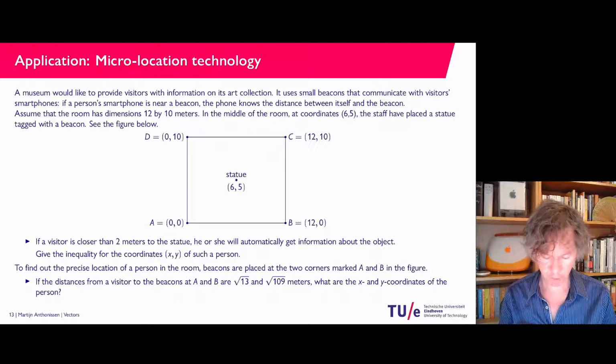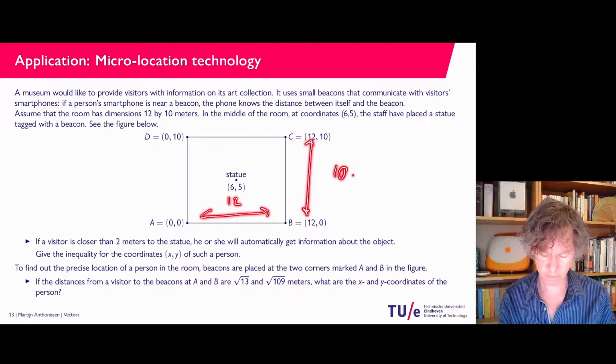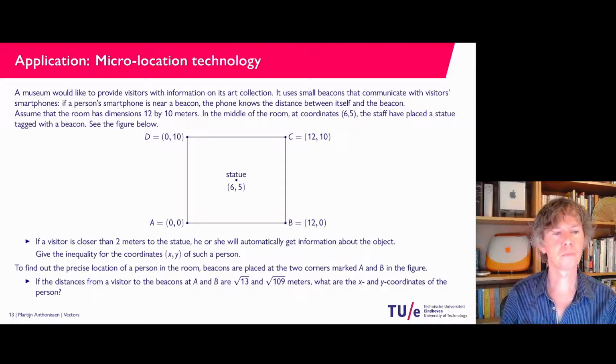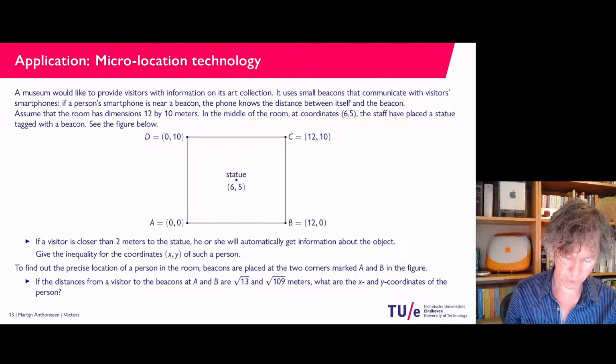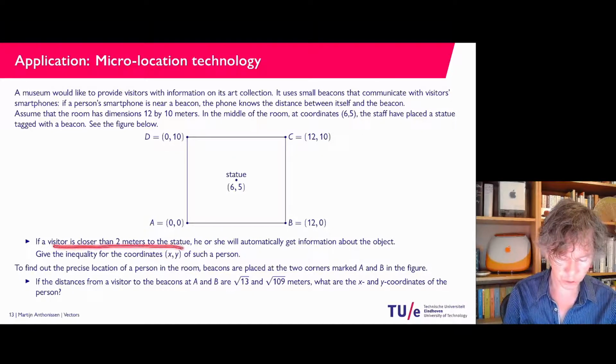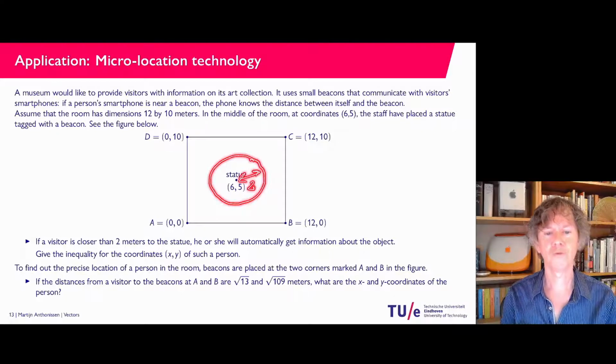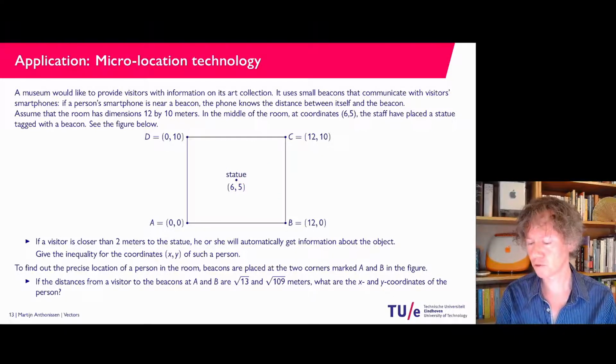And the idea is now that if we have a room that's 12 meters wide and 10 meters high, so this distance here is 12 and this distance here is 10. In the middle of the room is a statue. And then the question is, so if a visitor is closer than 2 meters to the statue, so we have the statue and you could draw a circle around it, and the radius of this circle is then 2 meters, then you get information about the object. So you walk there, you watch on your phone, and as soon as the phone gets sufficiently close, 2 meters to the statue, then you get information.